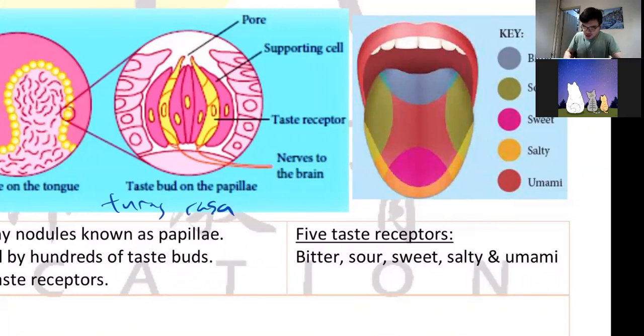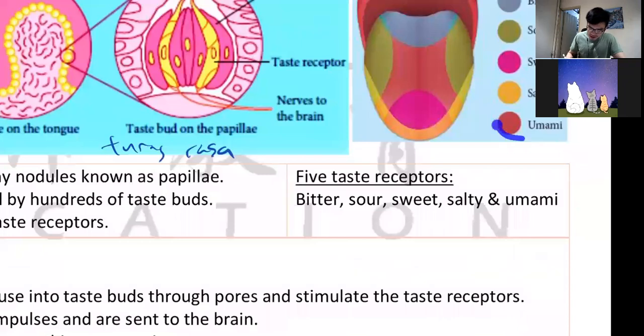All right, so what is umami? Have you noticed this? Why is it a Japanese name? Umami is a Japanese word. In Japanese, umami means xian. Have you noticed this word?